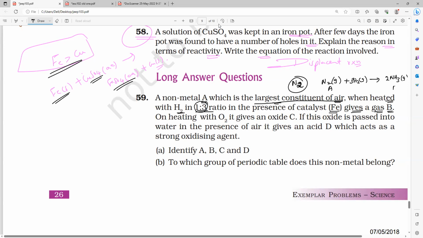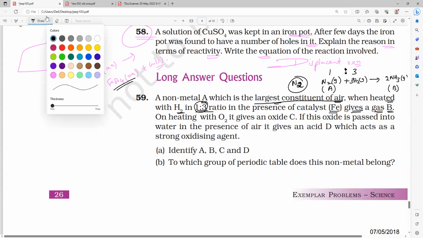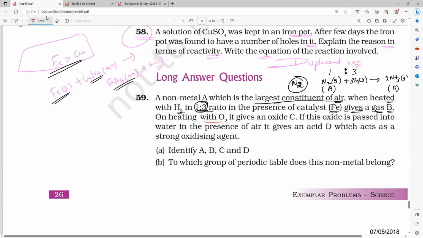Am I right or wrong? That is B. Is it okay, guys? Everybody? The 1:3 ratio is also matching or not? Balancing equation verified. You have to do it. All of you understand? So B will come. On heating with O2, it gives an oxide C. Start heating. This is the first time you people will write this equation. Anybody? Start doing, everyone.